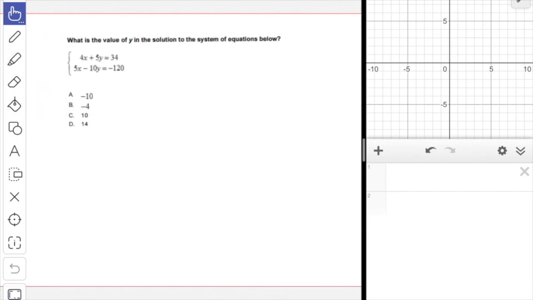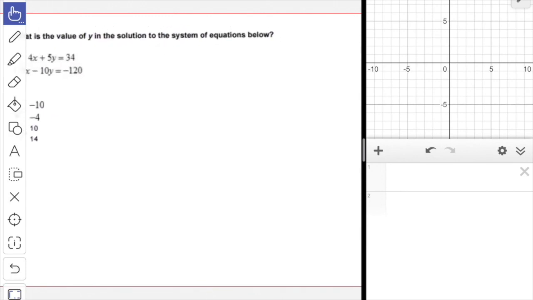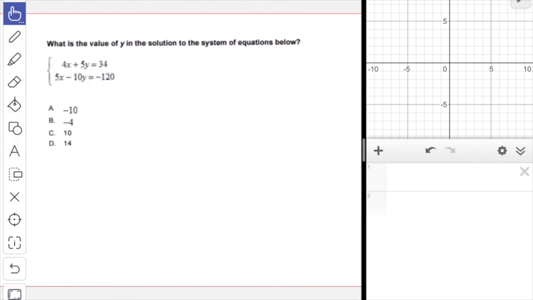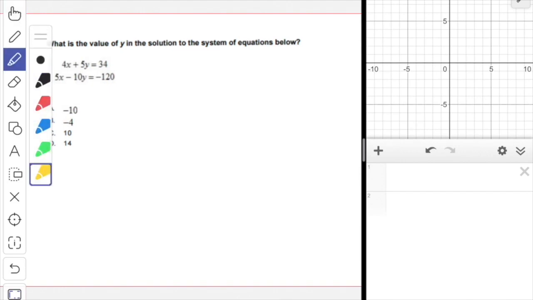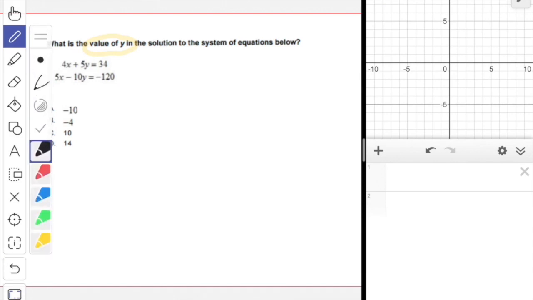So I have this system of equations. They're both in standard form, so we know elimination is going to be the best method here. And it asks us to solve for the value of y. Now, looking at this problem, if they want us to solve for y, then that means we need to eliminate x. So I'm going to make sure that I eliminate x. That's just going to reduce the amount of work that I have to plug back in.